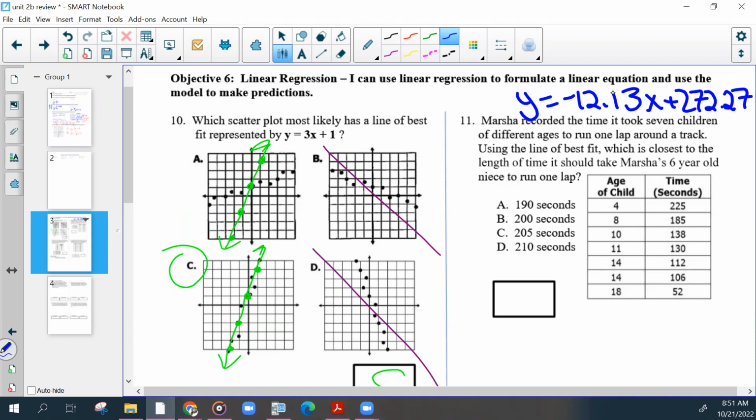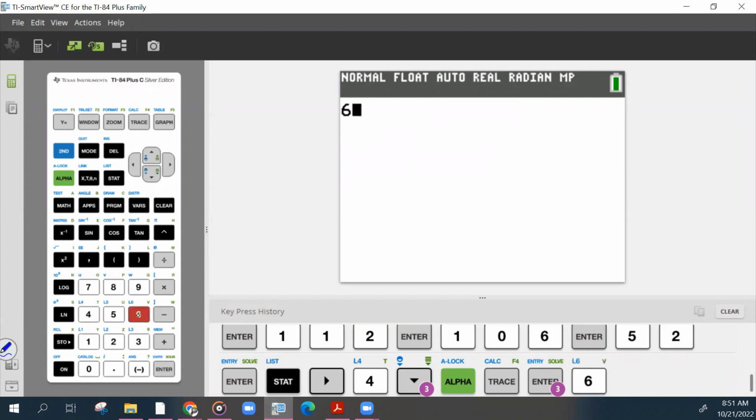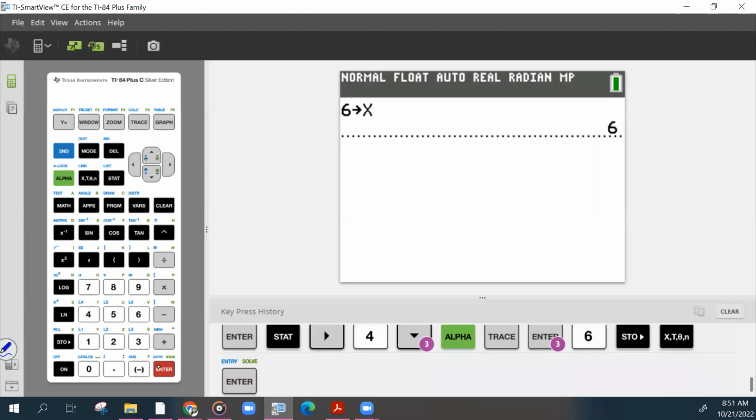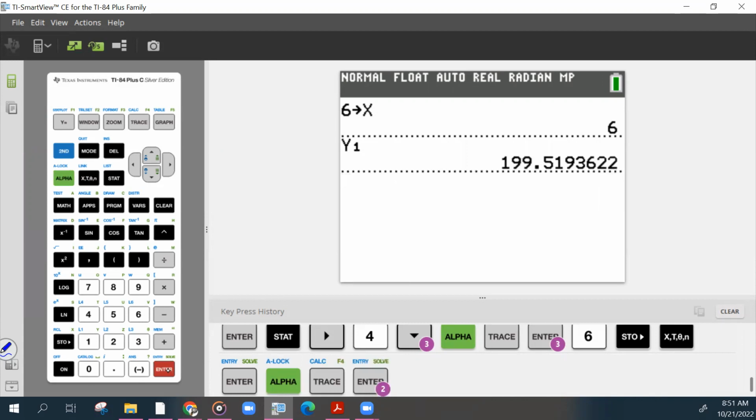And then the question says, using the line of best fit, which is the closest to the length of time it should take Marcia's 6-year-old niece to run 1 lap? So this is step 3. We're gonna put 6 in, store it for X. 6 STO X, enter. And then we're gonna go back and grab our equation from alpha trace and hit enter twice.